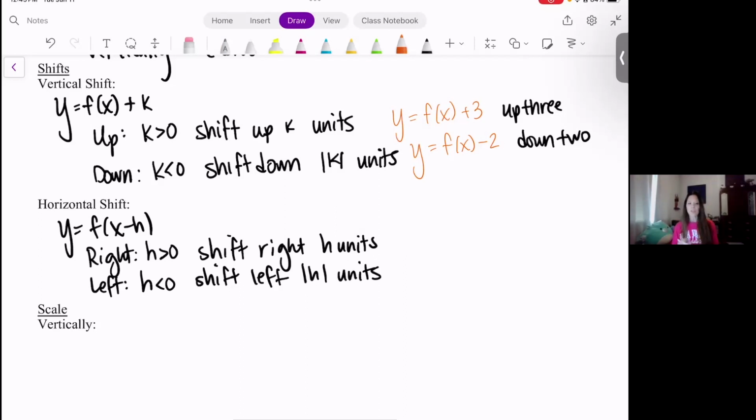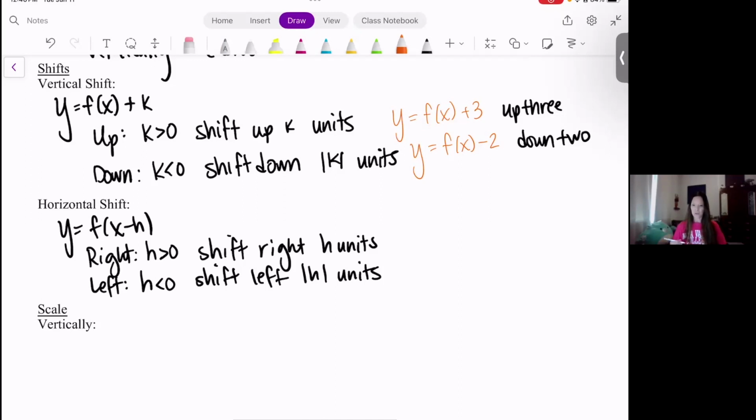So what you see here is if h is greater than 0, h is positive inside the function, you're going to shift right h units. And if h is negative, you're going to shift left h units, absolute value, because you're not taking that negative sign, you're just moving that many to the left.